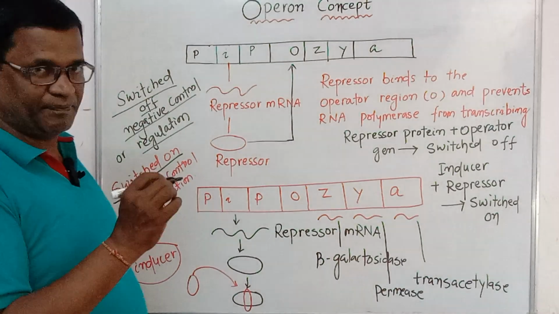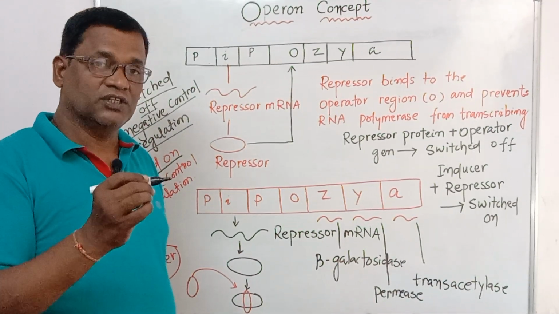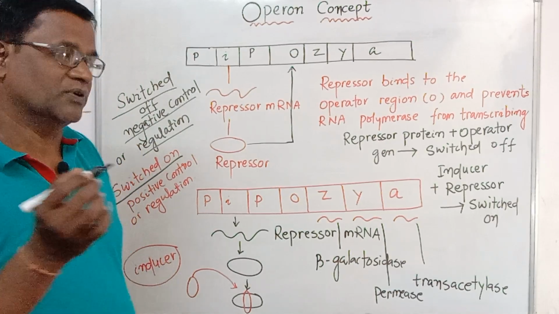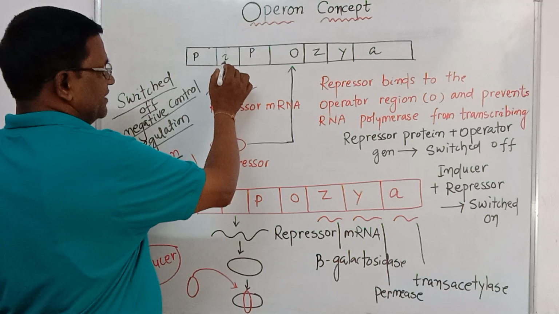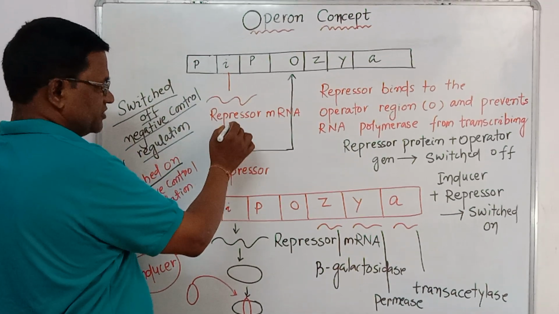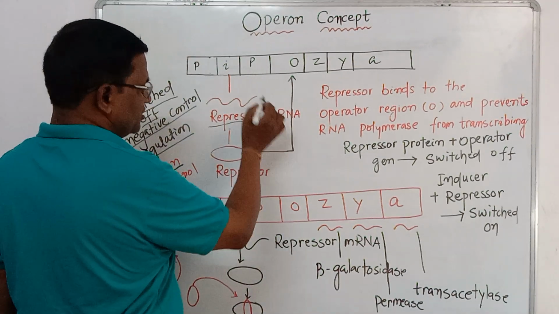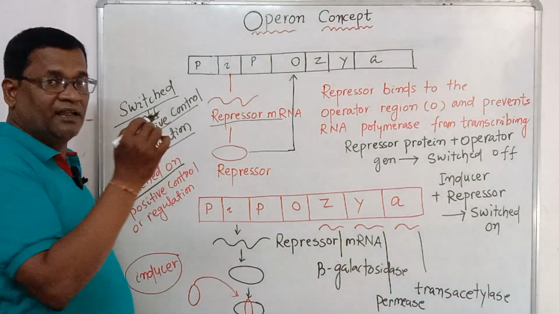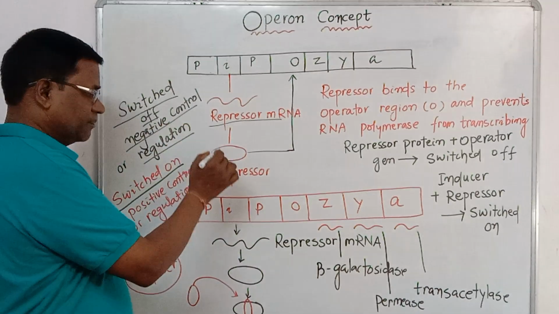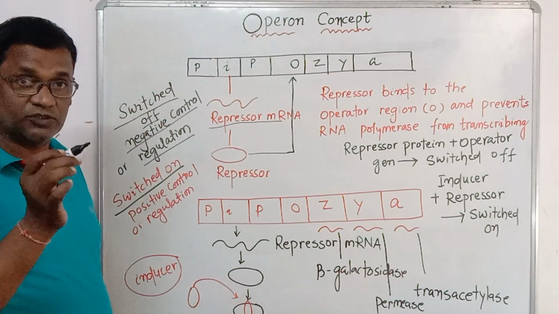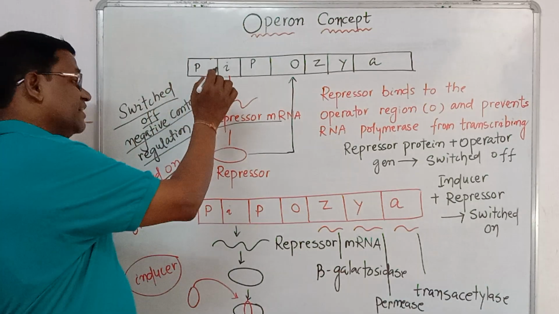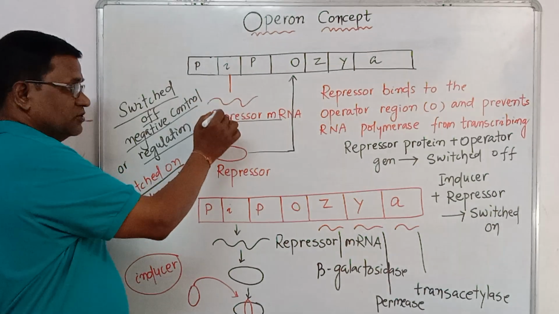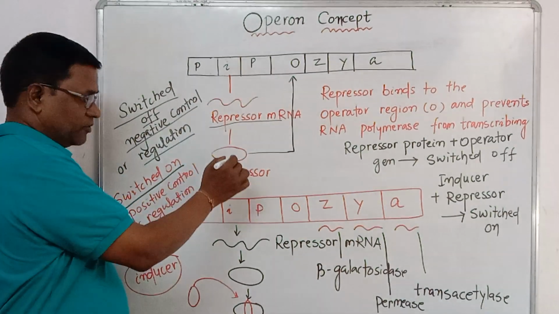So how does it happen? Why, when the inducer, that means lactose, is not there, is the enzyme that was to be produced not produced? Look, there is P, and there is I, the regulator gene. The regulator gene produces mRNA, because it is DNA, it will produce mRNA. That is called the repressor mRNA. After the repressor mRNA, it will produce a protein called the repressor. Don't forget, it is a segment of DNA. It produces a repressor mRNA and it produces a repressor.